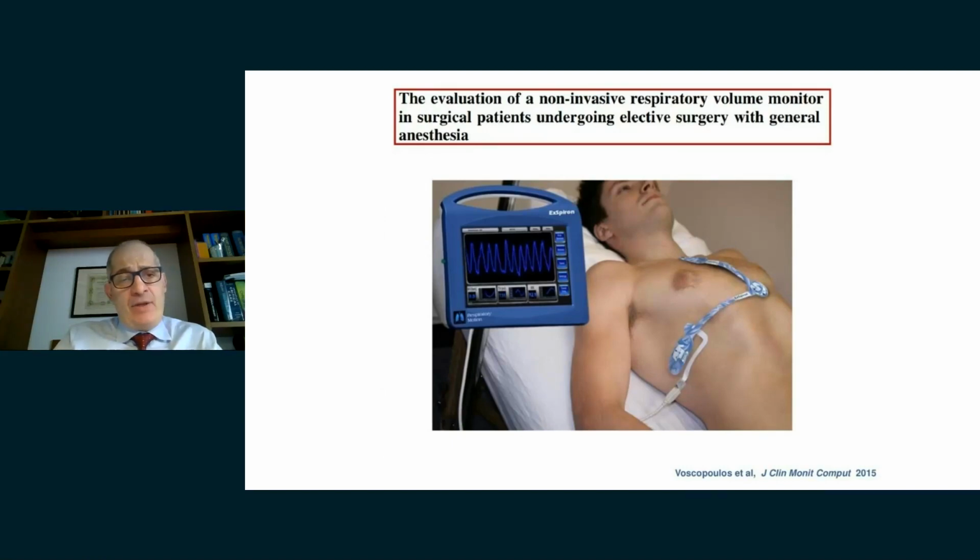What we have now at bedside is the respiratory volume monitor, and with this monitor it's possible to evaluate in a non-invasive way the respiratory rate, the tidal volume and the minute ventilation. This device does not tell you exactly what the tidal volume is because it's not calibrated with a spirometer. It tells you just the change in the volume.